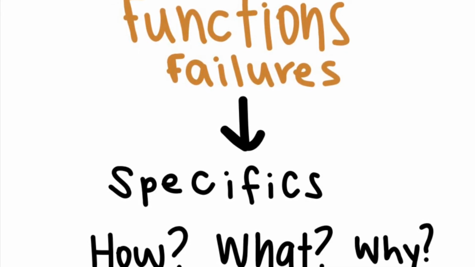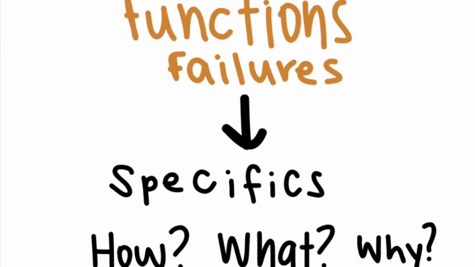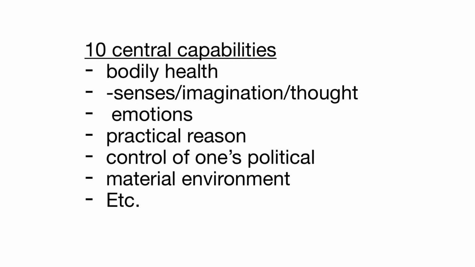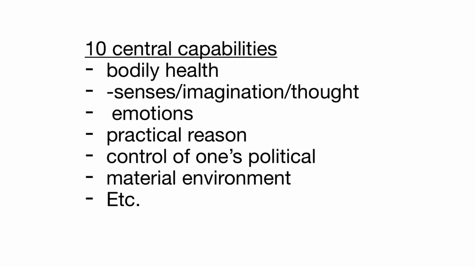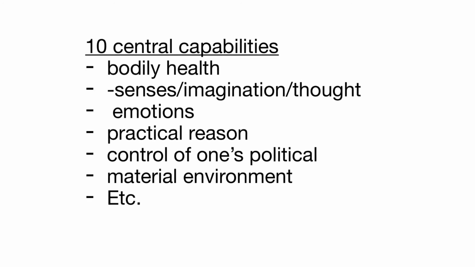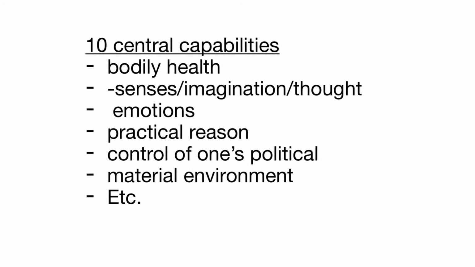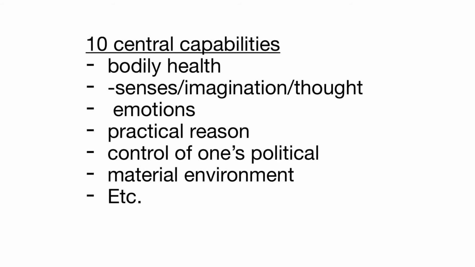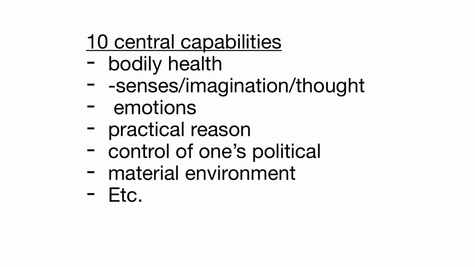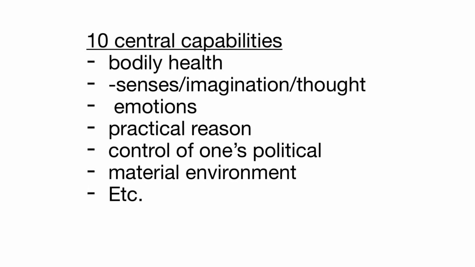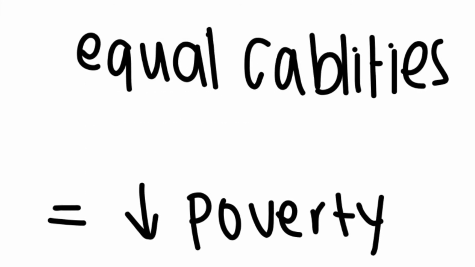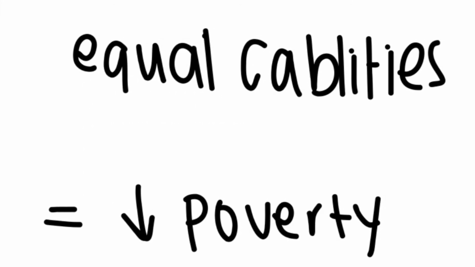Nussbaum offers a list of 10 central capabilities that should be available to all people, which includes life, bodily health, senses, imagination and thought, emotions, practical reason, control of one's political and material environment, and more. She offers these central capabilities as markers for well-being because she believes that our focus should be on the protection of these freedoms, which are central to our lives, and the removal makes life not worthy of human dignity. People care about wealth, yes, but there is so much more in life that is enjoyable that all people should have the luxury to. Everyone deserves these freedoms.